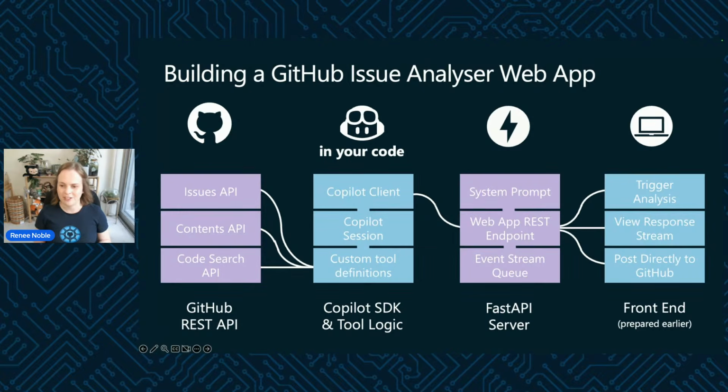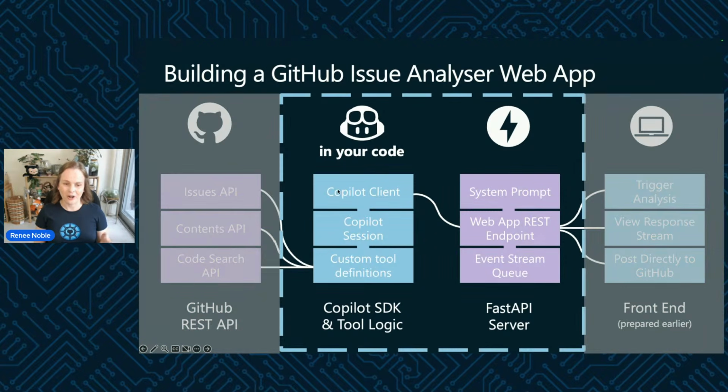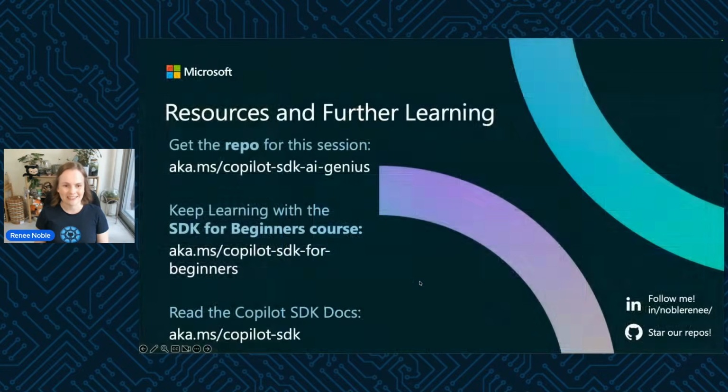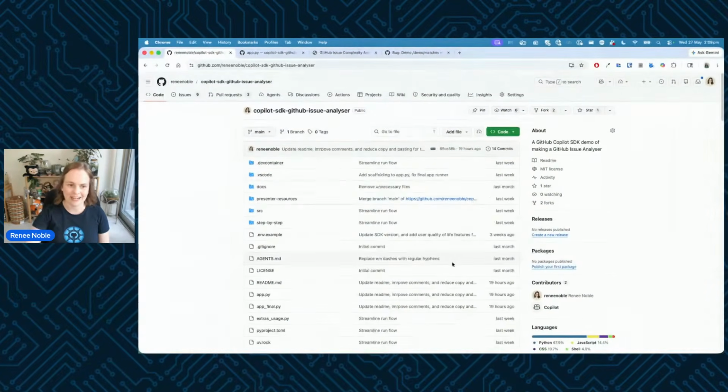So we've given you the front end, so you don't have to write any JavaScript or any HTML today. And of course, GitHub API stuff is already done for you as well. So that's all good to go. So we're just going to be focusing on creating this client session, Copilot session, and the custom tools, and then just doing a little bit of hooking up to make it available to the front end with FastAPI. So that's what's on our plate for today. So let's get to it because we've got a bunch of stuff to write.